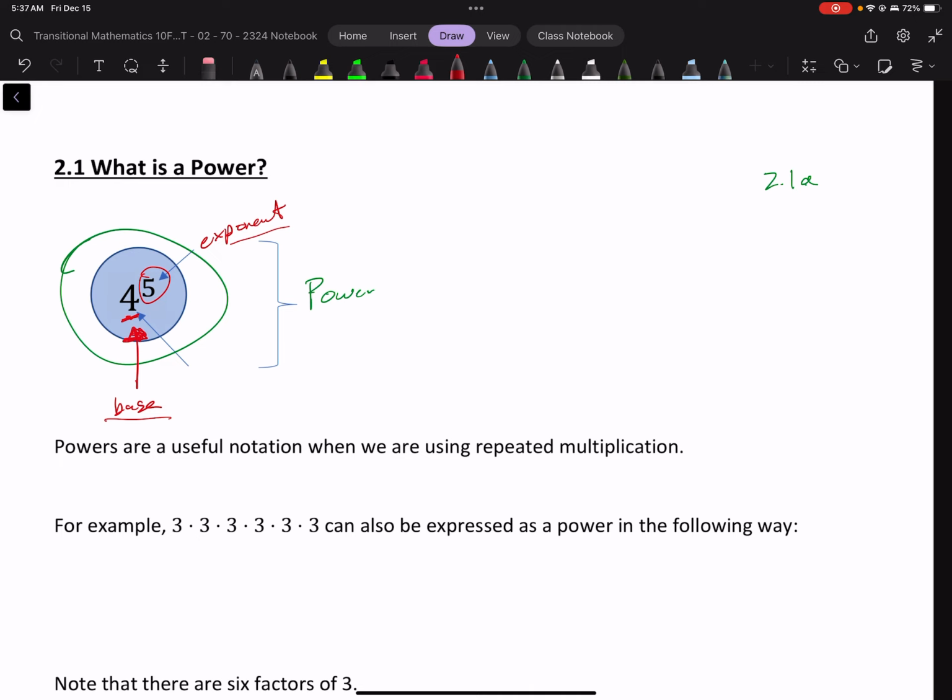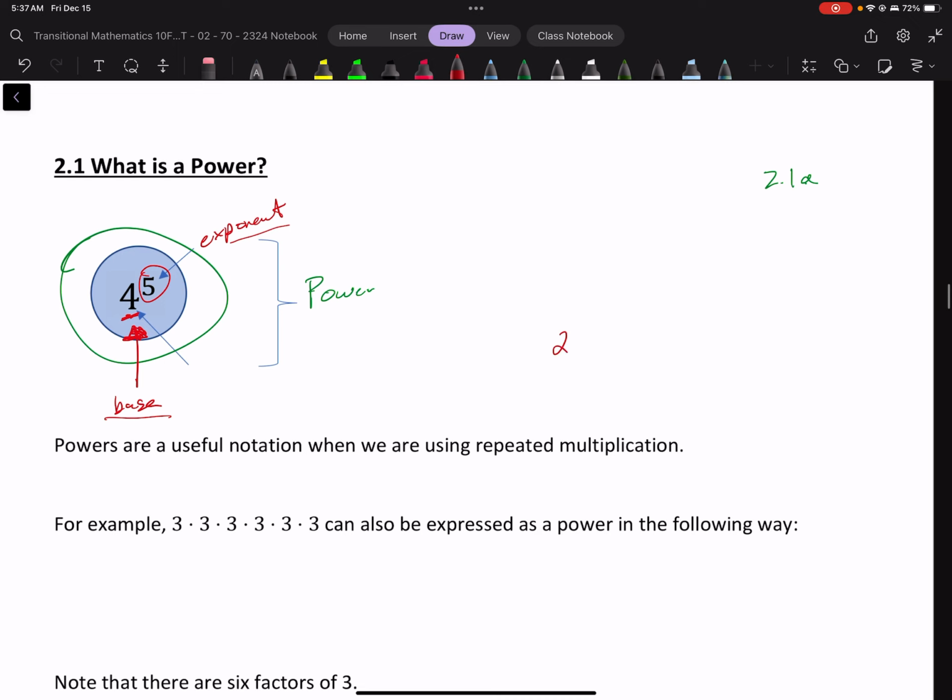So powers are really incredibly useful when we're talking about repeated multiplication. If I go to repeated addition, say for example, 2 plus 2 plus 2 plus 2 plus 2 plus 2, what we have done in the past is we've created a new math operation that would say 2 times 6. And that really means 2 added to itself 6 times. We've seen that new notation before. So a power really does that, but instead of repeated addition, it is repeated multiplication.